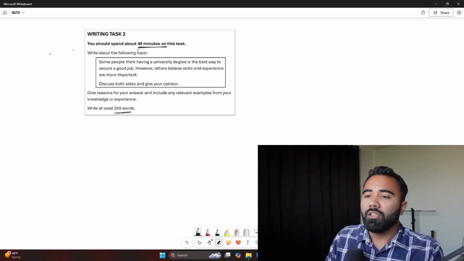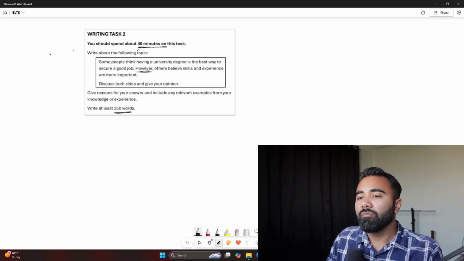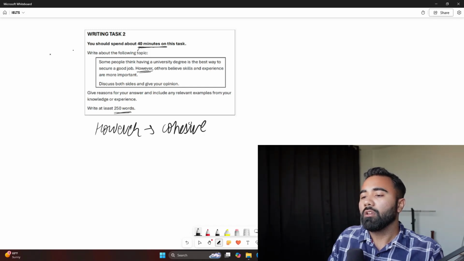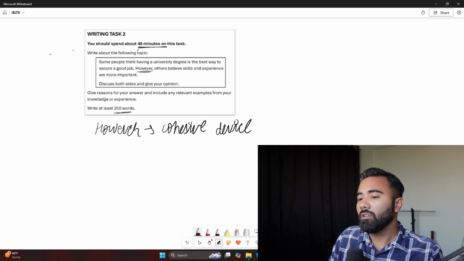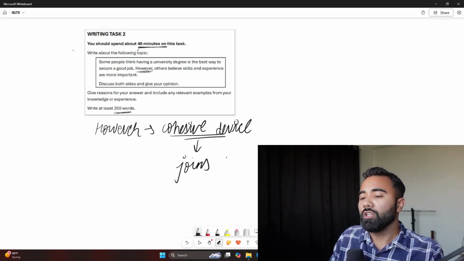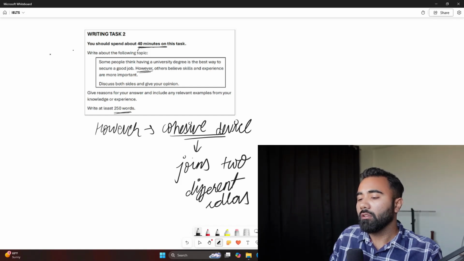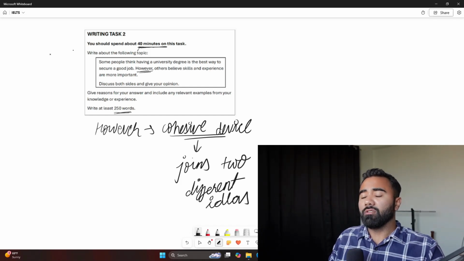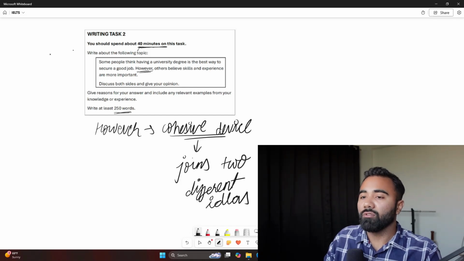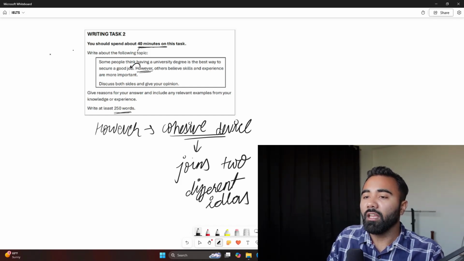Here, if you focus on this keyword, that is however. However is what? However is a cohesive device. What does that do? It joins two different ideas. So this is the cohesive device that has joined two different ideas. The idea preceding that word and the idea succeeding that word are two different ideas.